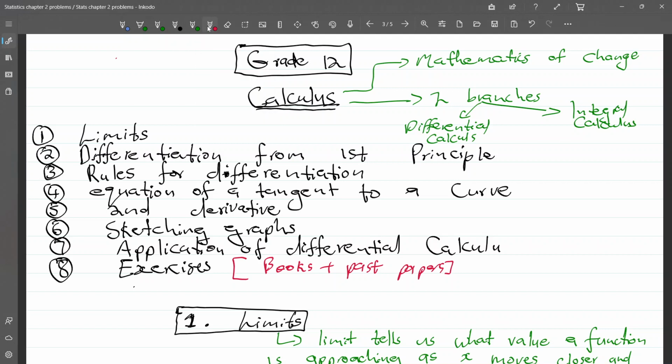Okay, guys. Today we'll be looking at the grade 12 calculus.